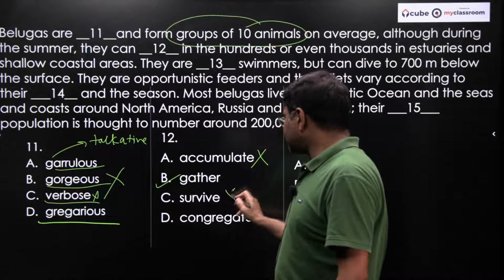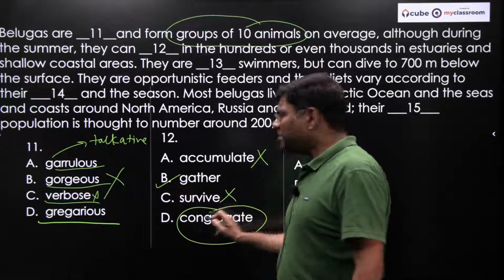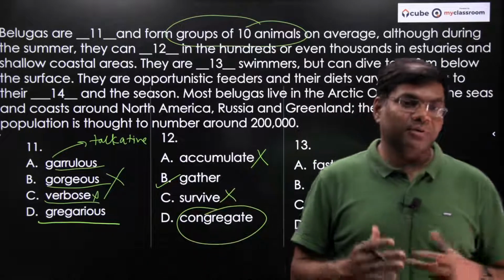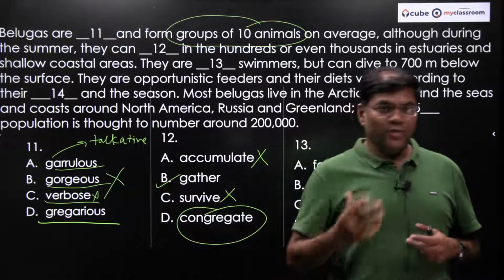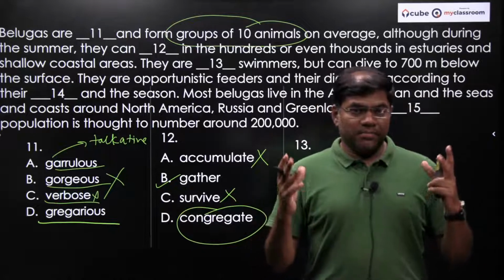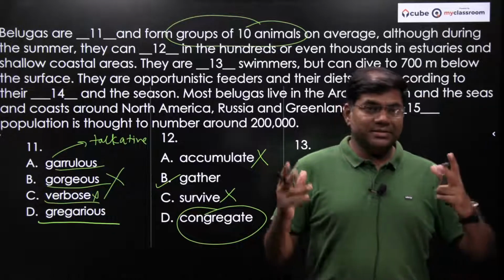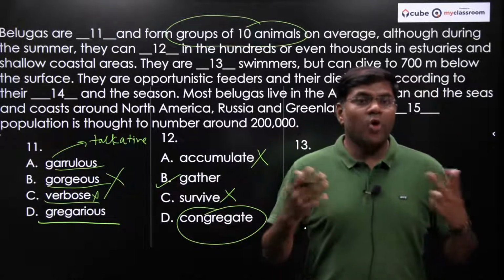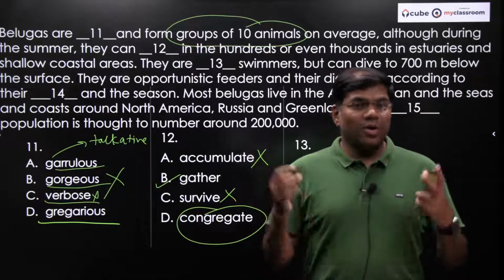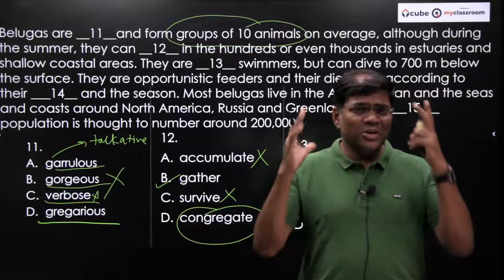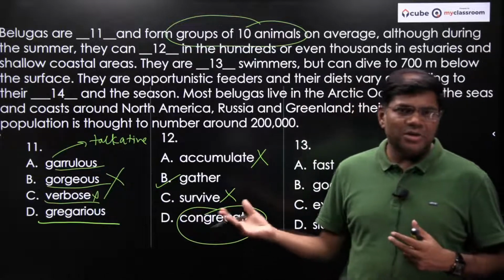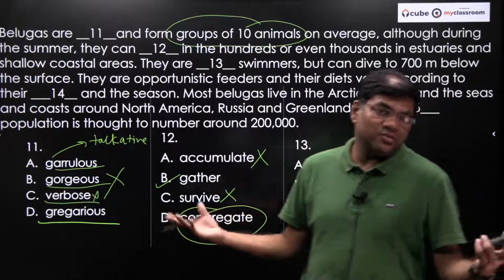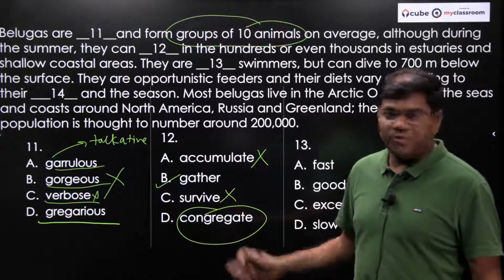Again, survive in the context. Congregation can make sense, but congregation always happens when human beings come together with a certain purpose. For example, we have heard this term that Prayagraj is the place which has seen the congregation of the largest number of human beings. Now, why we say congregation? Congregation is always with a certain purpose, some sort of religious purpose. The belugas are going together, but that is not congregation. They are gathering, but not with some religious purpose. And therefore, D is not the right word.